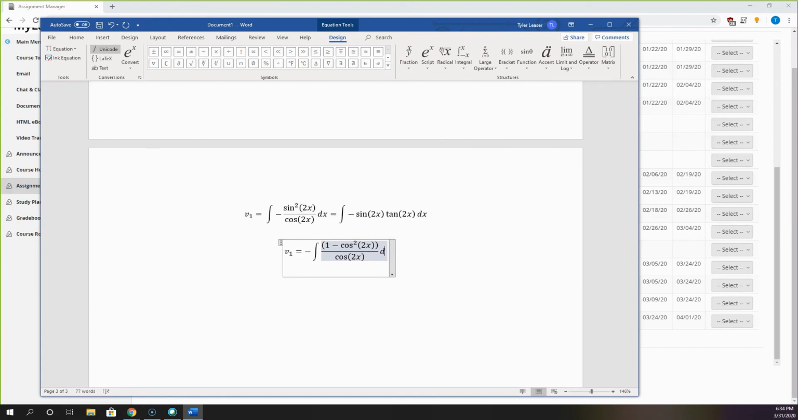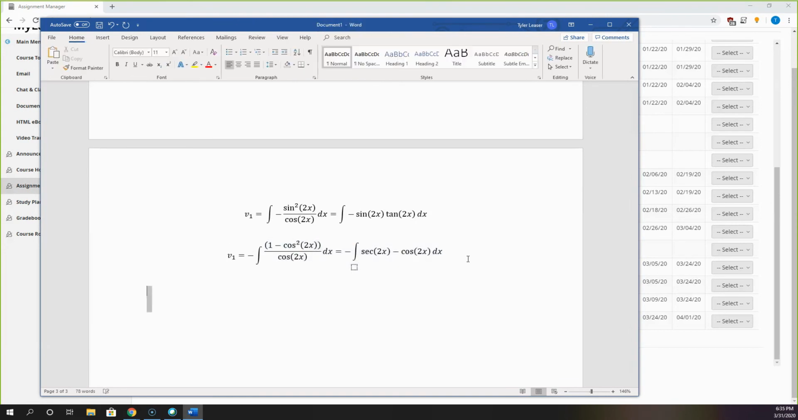Yeah, so changing sine squared into this, and then I can just divide each of these by that cosine. So this will still be the negative of the integral. 1 divided by cosine will leave a secant 2x. Cosine divided by cosine is just a single cosine. Secant is something that you have to look up on the integral table. Cosine we can do.